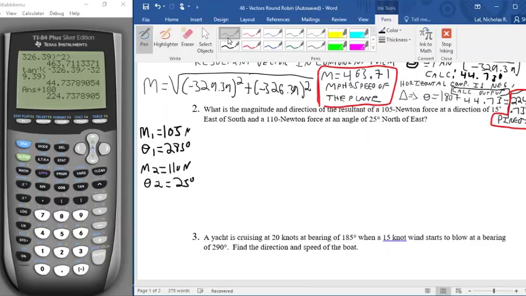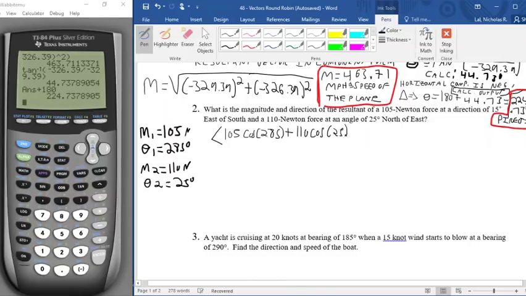So we need to find a resultant vector in component form. So our resultant vector is going to be 105 times the cosine of 285 plus 110 times the cosine of 25, and that's our horizontal component. Our vertical component is 105 times the sine of 285 plus 110 times the sine of 25.